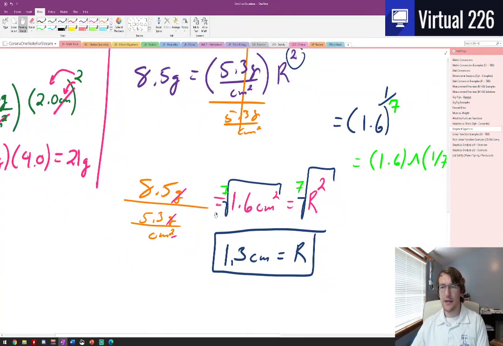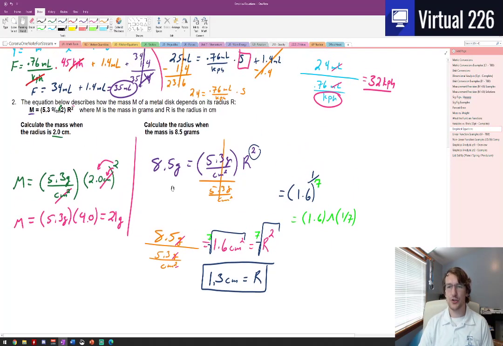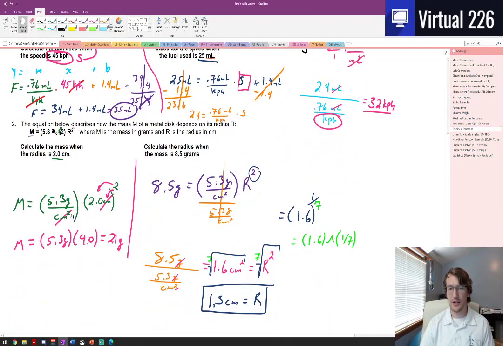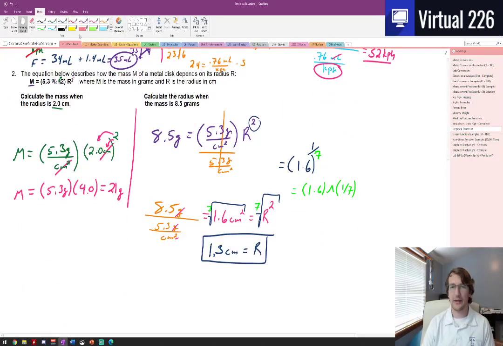Okay, but that's just the end of these notes here. What you're doing, and these are just basic empirical functions, we're just putting in values, keeping track of our units, and doing a little bit of math. Okay, so hopefully that makes sense to you. If you need help, let me know.